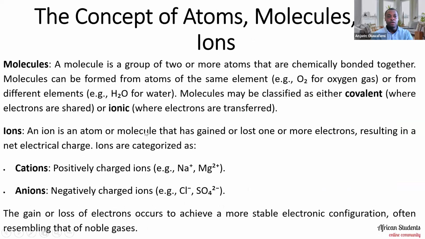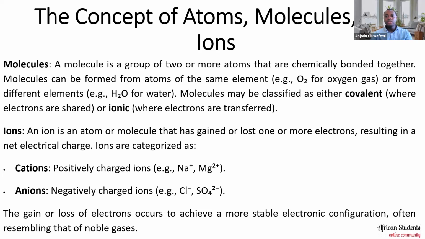You can see the subatomic particles are basically protons, neutrons, and electrons. The next thing we need to look at is the concept of atoms, molecules, and ions. Let's look at molecules first. A molecule is a group of two or more atoms that are chemically bonded together. Molecules can be formed from atoms of the same element, for example oxygen. The oxygen molecule is made up of two atoms of oxygen, or from different elements, for example H2O, water. Molecules may be classified as either covalent, where electrons are shared, or ionic, where electrons are transferred. We're going to look at this as we go along in this lesson.